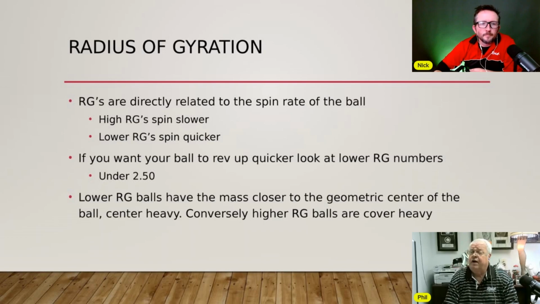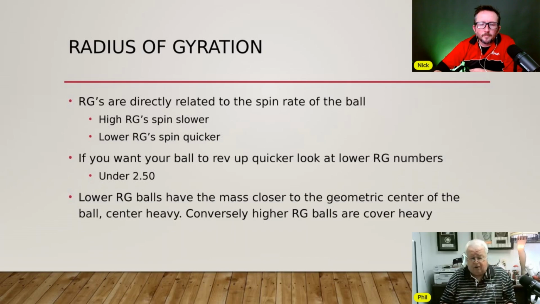The RGs directly relate to the spin rate of the ball. High RG spins slower, low RG spins quicker. Years ago, we used to use the figure skater as an example. The skater starts to spin and has their arms out, and then as they bring their arms closer, they start to spin faster. So think of your bowling ball as a skater: the one with the arms closer is a lower RG ball, and the ones with the arms out are a higher RG ball. You want your ball to rev up quicker, look for lower RG numbers.